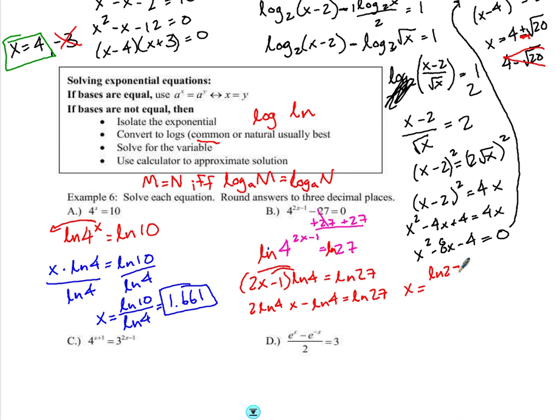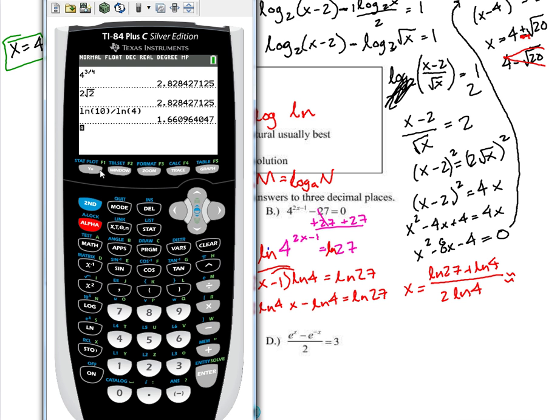Now you could, if you wanted to, condense that, or you could put that exact thing into my calculator to get your result here. So when I'm simplifying that, or I plug that in my calculator, I end up with a value which is equal to the natural log of 27 plus the natural log of 4, all divided by 2 times the natural log of 4, which ends up being 1.689.